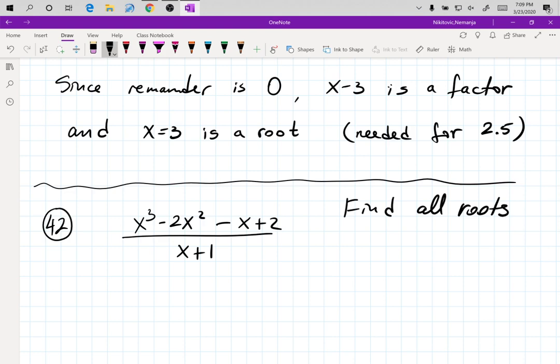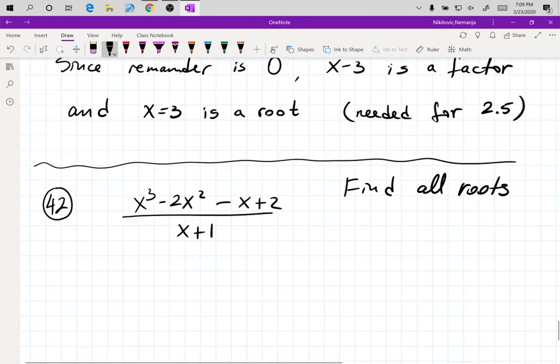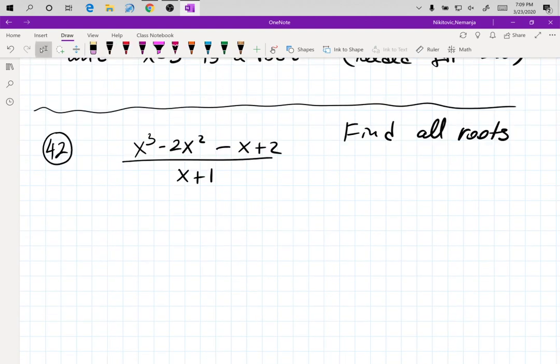Now, this is something that we should be able to do. Let me just check. X cubed minus 2x squared minus x plus 2 divided by x plus 1. Okay, cool. So this was problem 42 on page 364. Say use synthetic division. So we are using -1. And then we're using coefficients. Now we have cube, square, linear, and constant, so we just copy them.